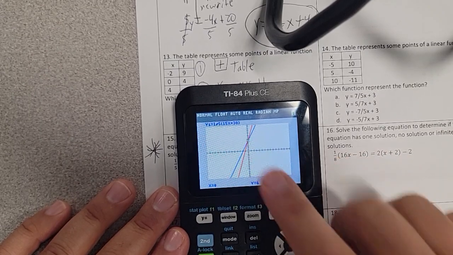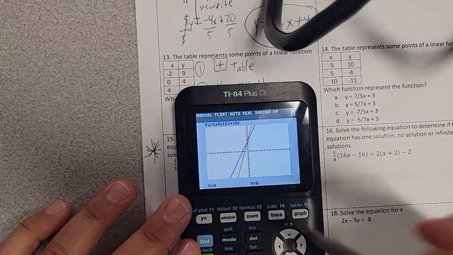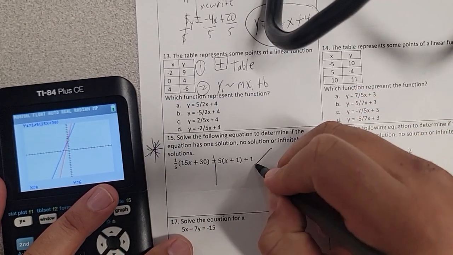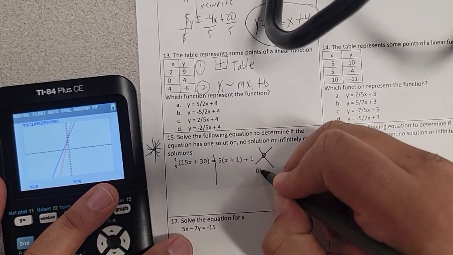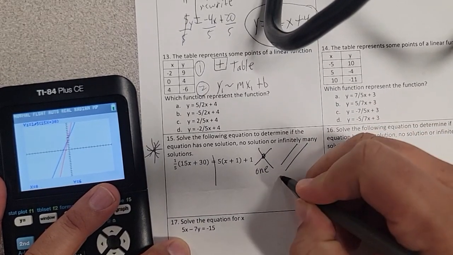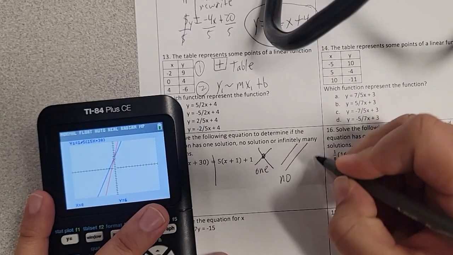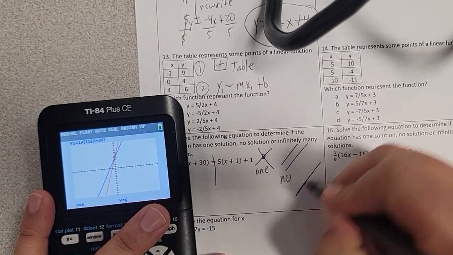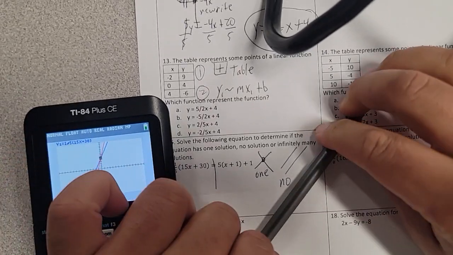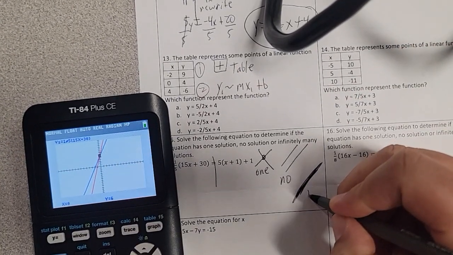So it's asking me how many solutions there are. So how many times does this cross? If it looks like an X and they cross one time, this is 1 solution. If it looks like 2 lines that are parallel, this is no solution. And if it only looks like 1 line, one on top of another one, this is infinite.